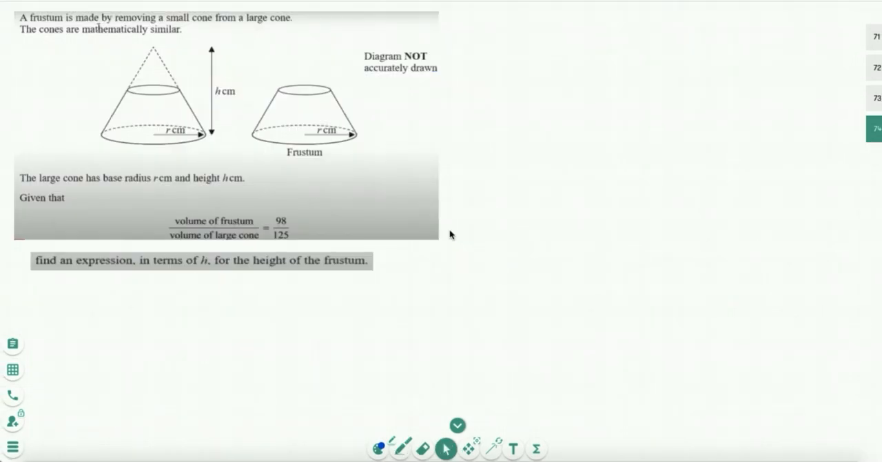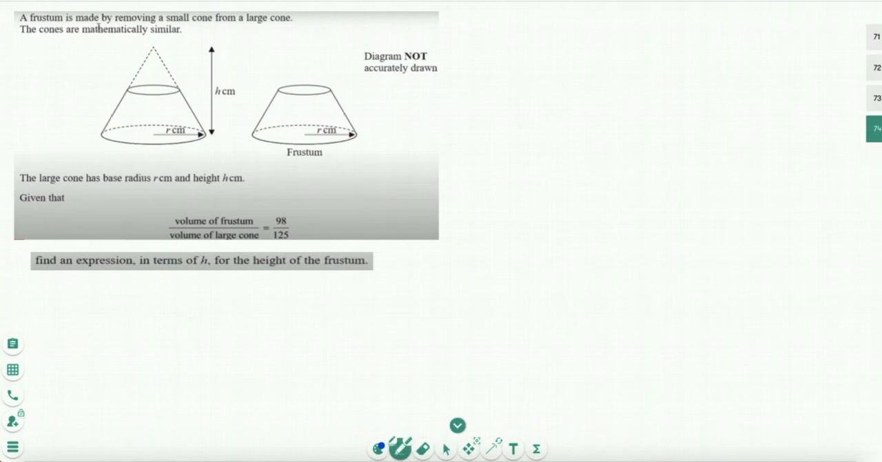And guys, before I assign you some practice questions, a frustum is made by removing a small cone from a large cone. The cones are mathematically similar. The large cone has a base radius r and height h. Given that the volume of the frustum over volume of the large cone equals 98 over 125, find an expression in terms of h for the height of the frustum. A lot of information. Let's have a look. Let's read through it step by step.